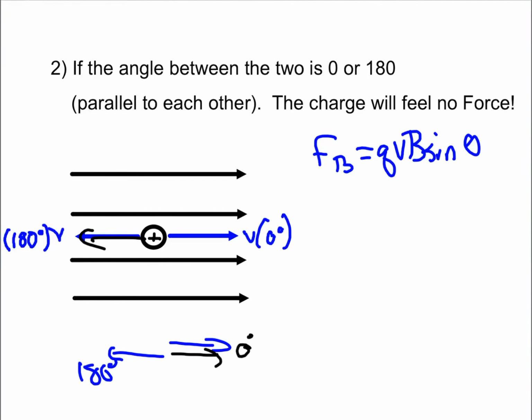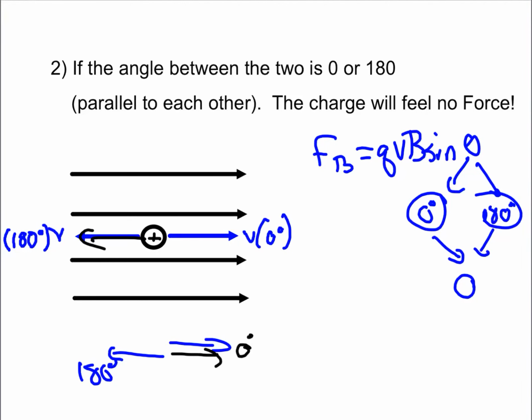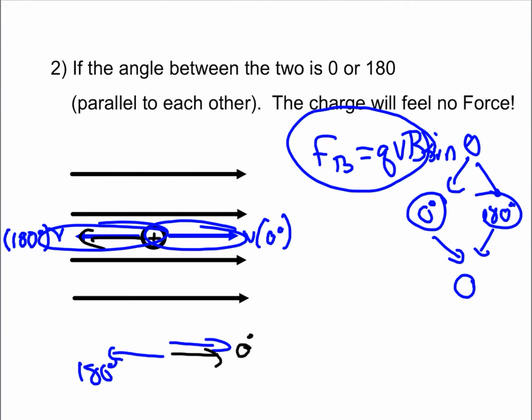In both of those scenarios, if we go up here and look at this mathematically, if this is either 0 or 180, those of you who are good with trig are right now saying, oh, that's crazy, because sine 0 and sine 180 are both 0. So it doesn't matter what any of these values are. The force that this object would feel if it was moving perfectly parallel, either in the same direction or exactly opposite direction, if it was moving in the same parallel plane as the magnetic field, it would feel no force.